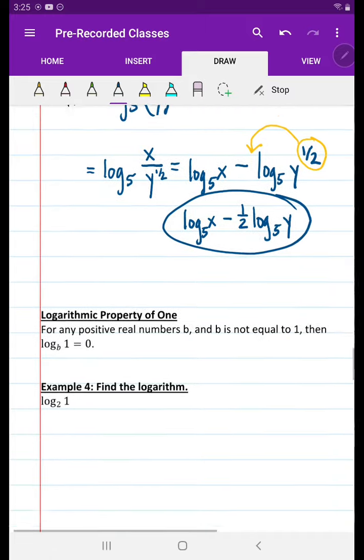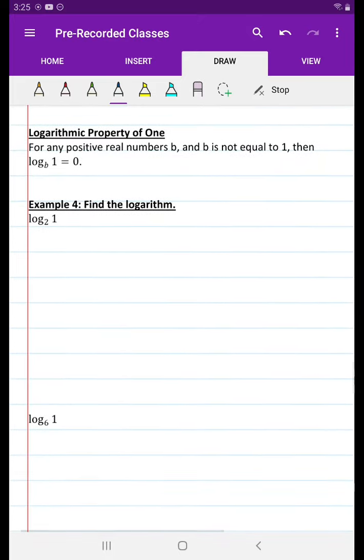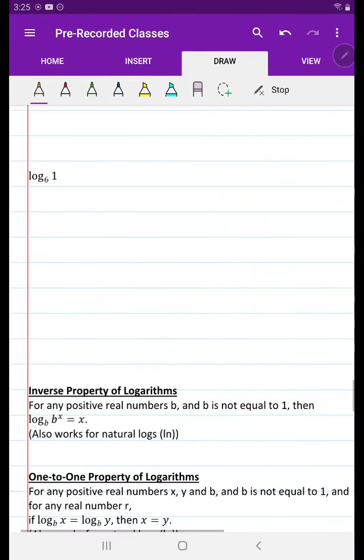So another rule that we have to talk about is the logarithmic property of 1. For any positive real number b, with b not equal to 1, log base b of 1 equals 0. So for example, these are really easy. Log base 2 of 1, well, it doesn't matter what this 2 is, as long as the argument is 1, then that's just 0. And the same thing down here, log base 6 of 1. As long as that's 1, then your whole thing is just 0, okay?